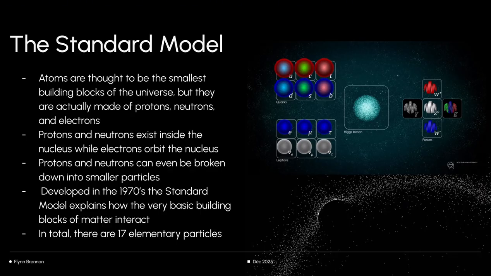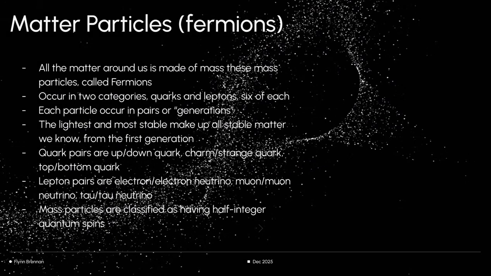In total, there are 17 elementary particles under the framework of the Standard Model. The figure on the right shows the 17 elementary particles in their individual groups, which are quarks, leptons, force carrier particles, and the Higgs boson. And the first group are matter particles, also known as fermions. So all matter around us is made of these matter particles.